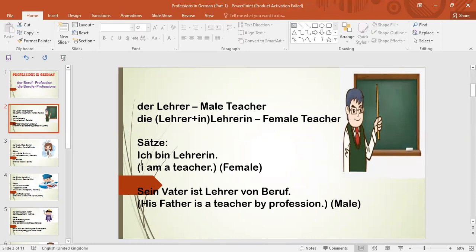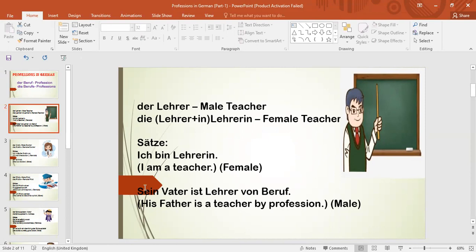So let's move to the sentences. For the first sentence, for the female one, wherever you are writing sentences for females, you have to write the professions with the in suffix. Let's read this sentence: Ich bin Lehrerin. Here in is added to this profession, which means this is for female. So I am a teacher. That is the translation, and this sentence is talking about a female teacher.